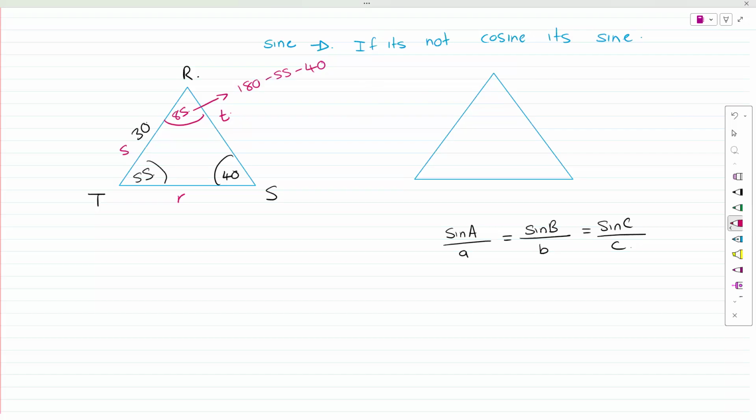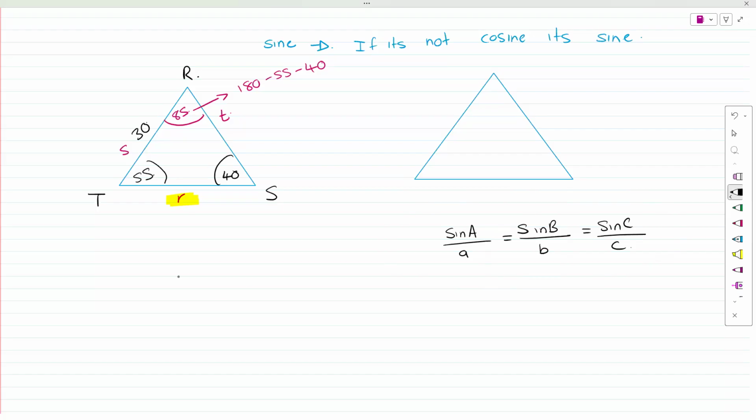So it doesn't matter what we're calculating. Let's start with R. All you need to do is have one full side. When I mean a full side, a full part. So we only use two of these at a time. You don't ever use all three. So all you need is one full side. You need one angle and a side.